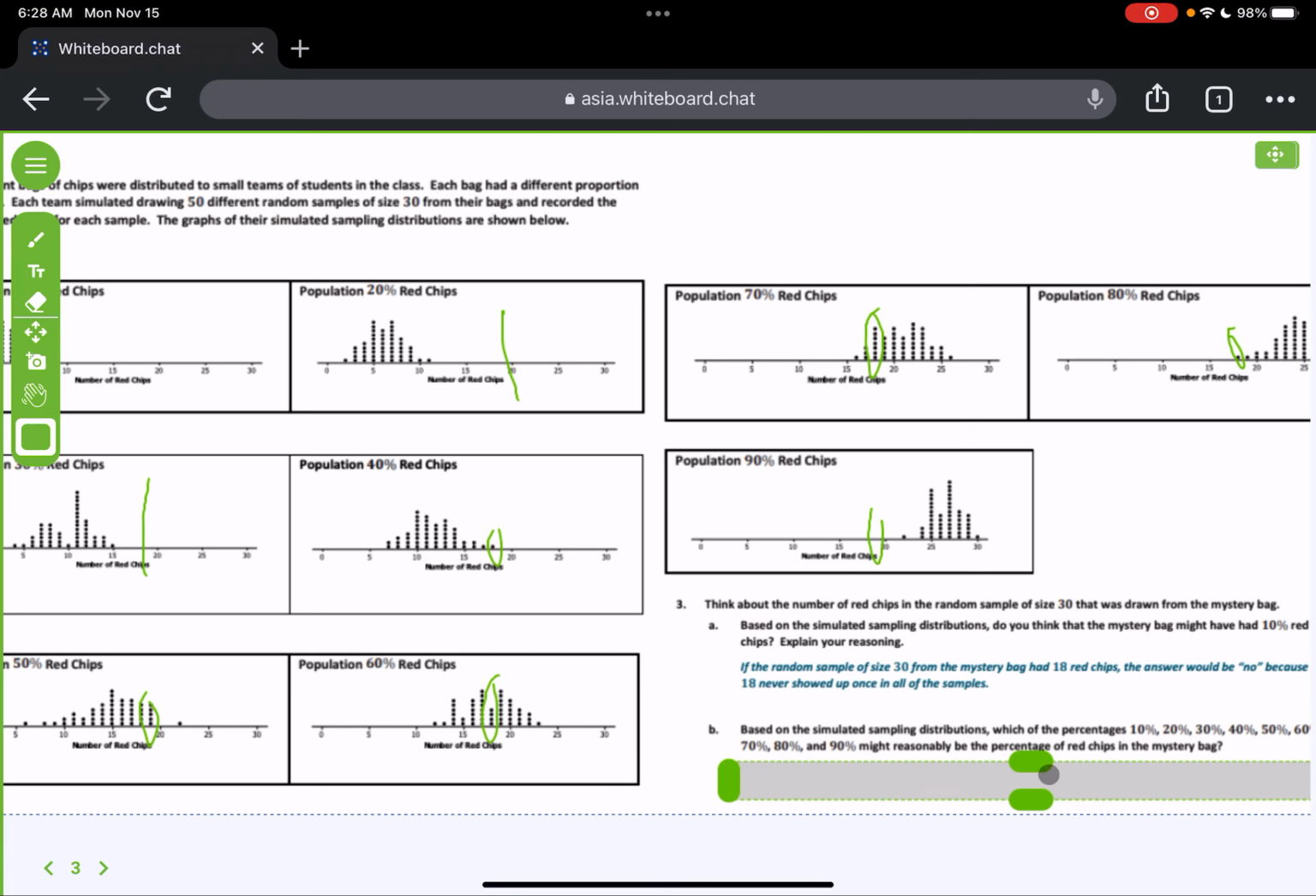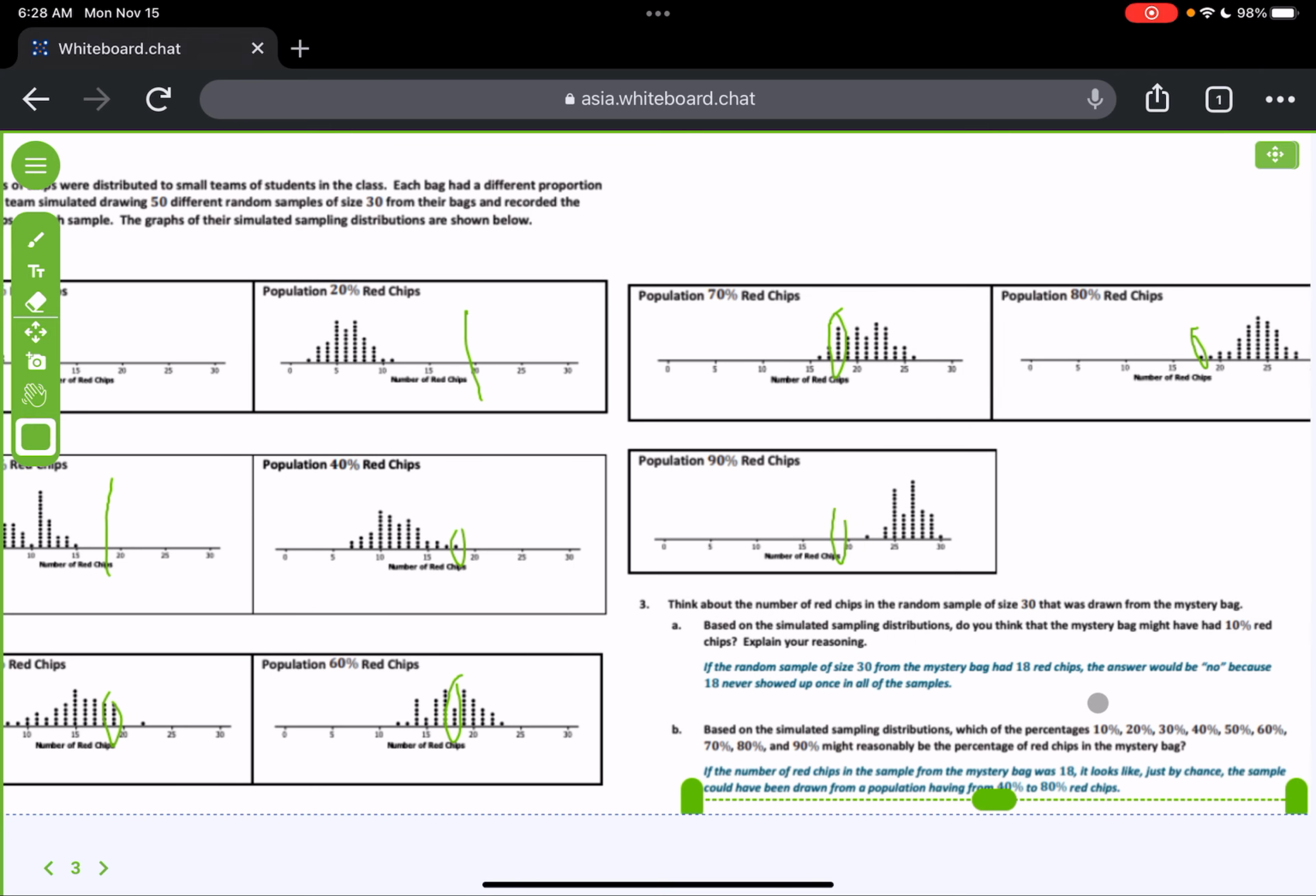So what you would say is, what might reasonably be the percentages? Well, if the number of red chips in the sample from the mystery bag was 18, it looks like just by chance the sample could be drawn from a population of 40% to 80%. And that's what we said. Here's 40%, 50% works out, 60% works out, 70% works out, and yes, 80% there was a chance of drawing 18. So that would be your interval basically. Okay.